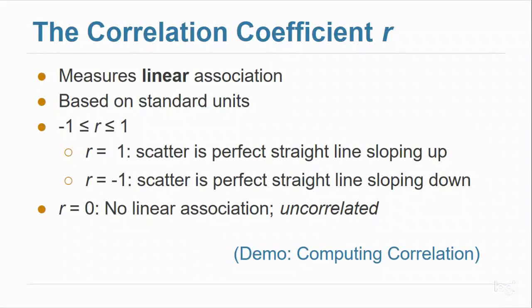So positive values of R correspond to positive association, and negative values of R correspond to negative association, but values of R that are very close to 1 or -1 indicate that we have data that lies very close to a straight line. Let's look at this in the demo.